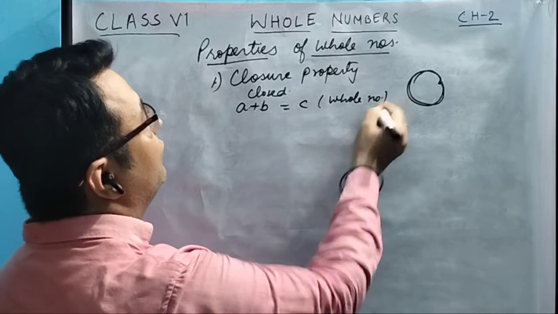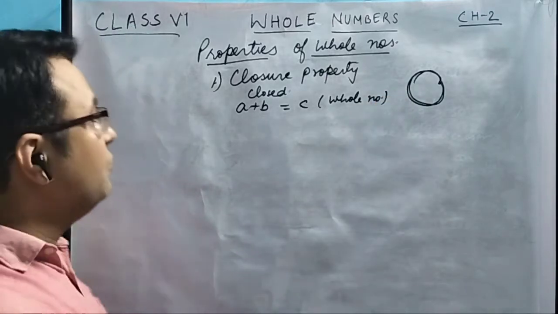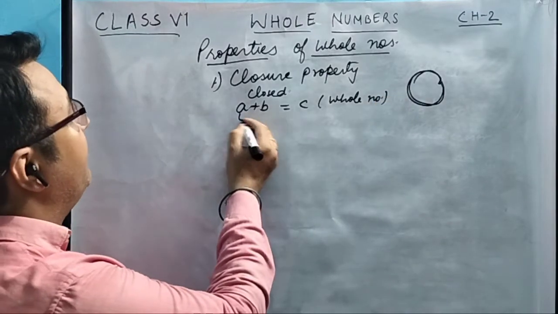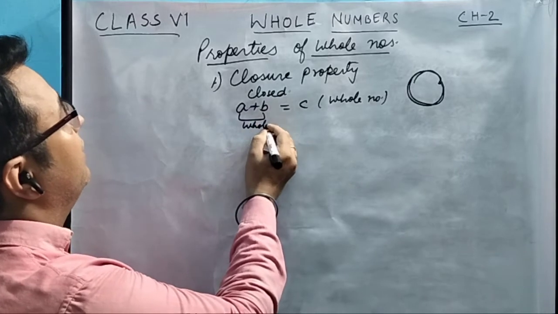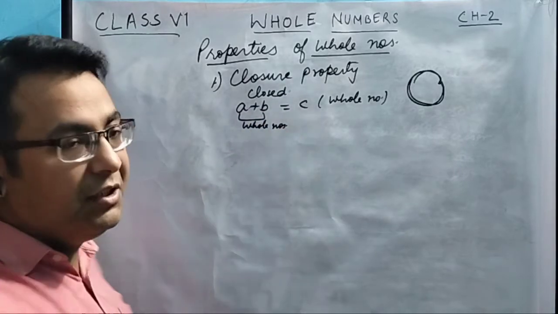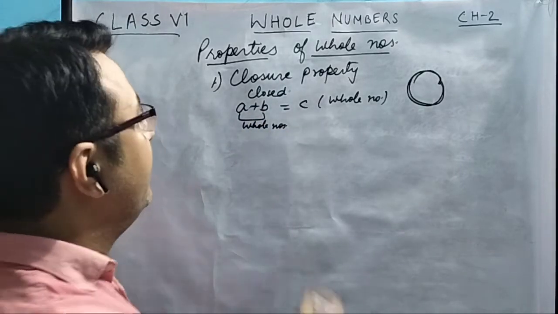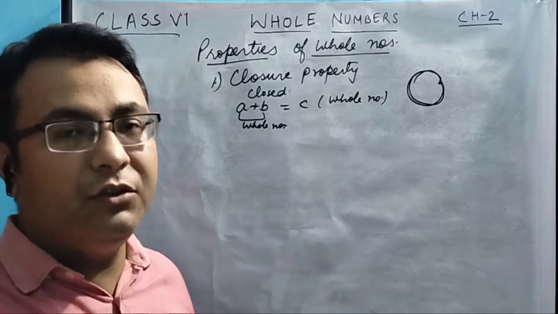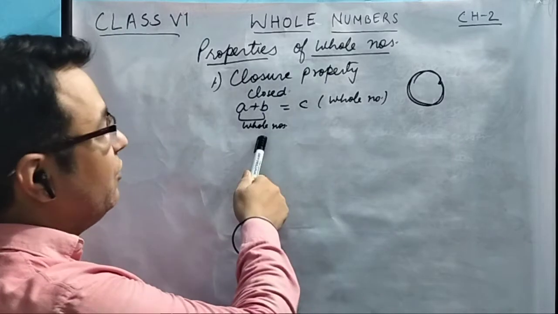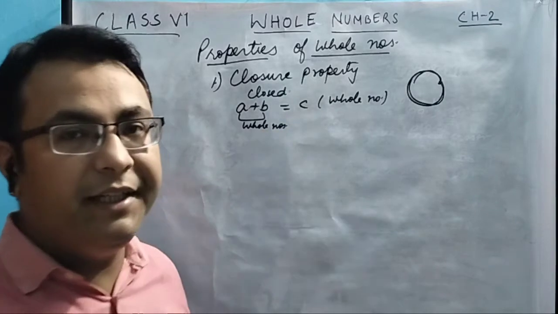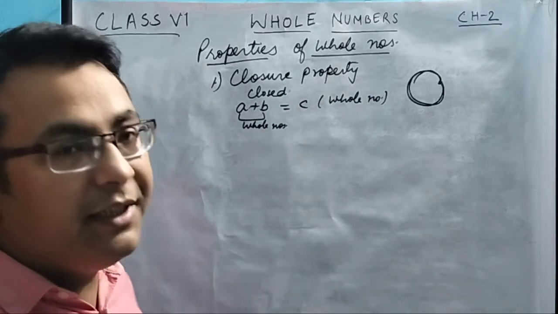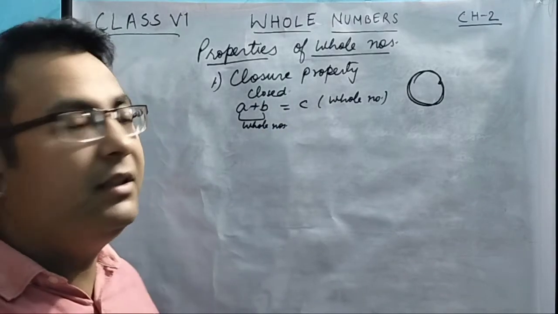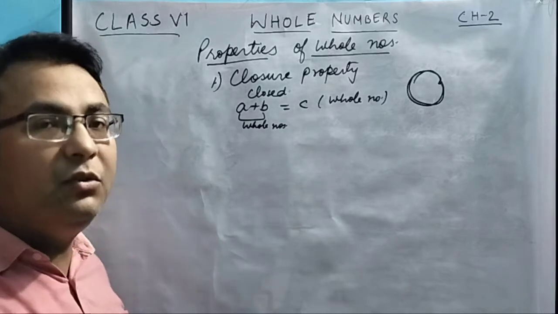What does that mean? We have taken 2 whole numbers A and B. A and B both are whole numbers, and on doing an operation, here we are doing addition, the result that we are getting is also a whole number. So here we have taken whole numbers, and in the result also we are getting whole numbers. So it means that addition of whole numbers satisfies the closure property.